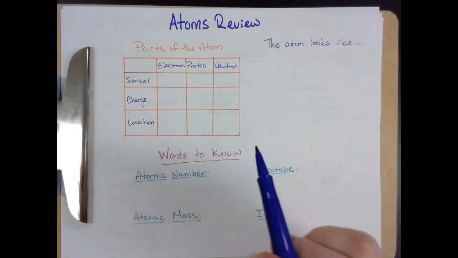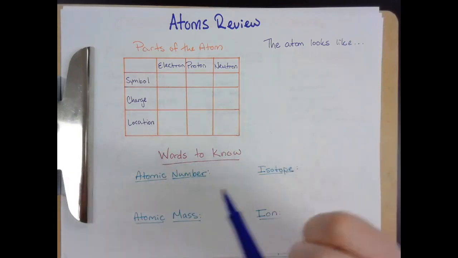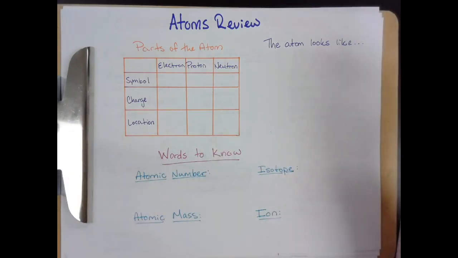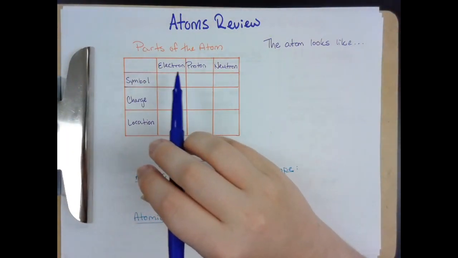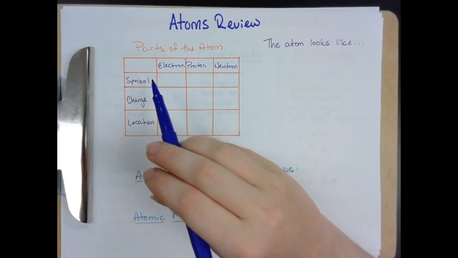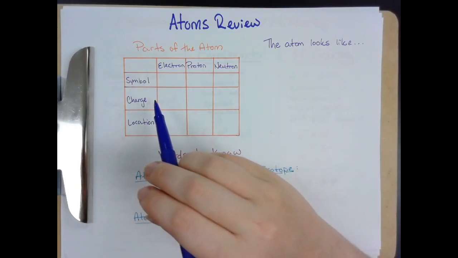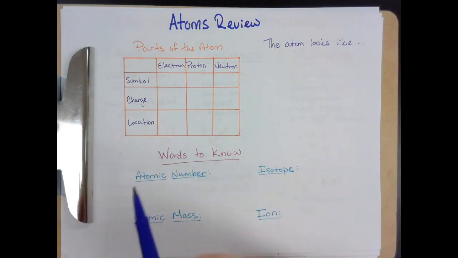This should have already been in your notes, but if you want to review, I would recommend writing along with me as I fill out this sheet. So as we know, there are three parts of an atom. We've got electrons, protons, and neutrons. So we're going to go ahead and fill out the symbol, the charge on each one of those, and where I can find them in the atom, their location.